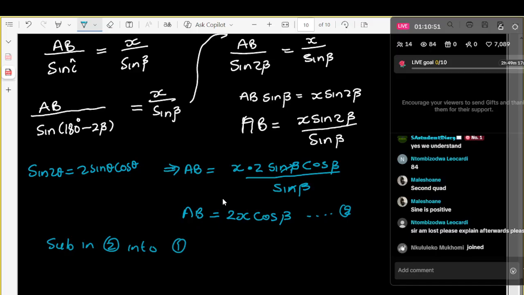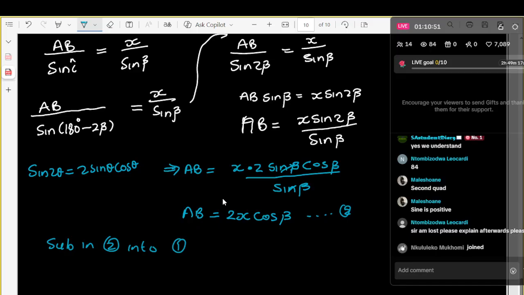Someone says they are lost and asks for an explanation. Which part you don't understand? Which part do you want me to explain again? Which part you don't understand after the first formula?